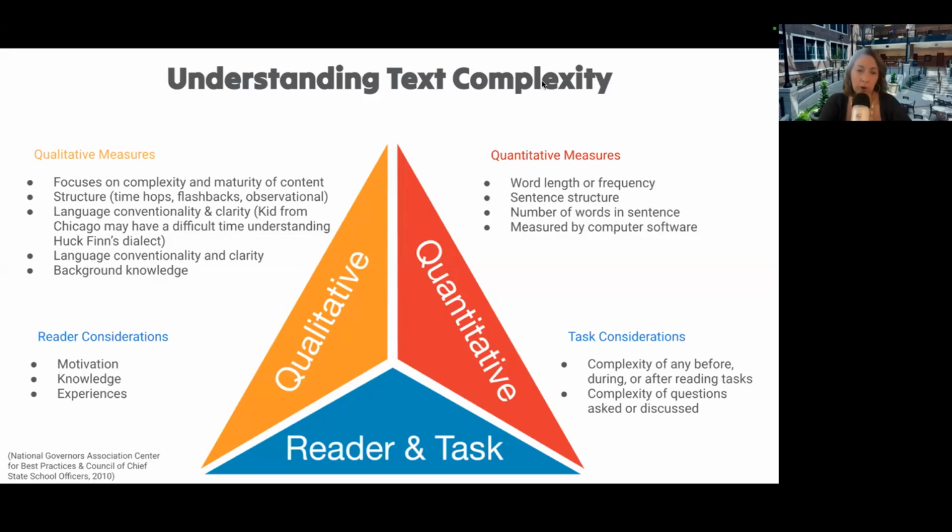And the other part of that, reader considerations and the task considerations: the type of text, as far as it's difficult to read because it's like a W-2 form. The types of questions that are asked, that you have to read and understand and interpret, make it very difficult. Those are the three components of text complexity. All of those ingredients go into deciding whether a text is difficult or not.